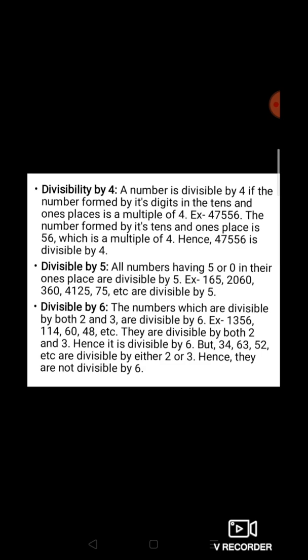It can be 25, it can be 100, it can be 125, all ending by 5 or 0. Ending should be with only these two digits. Then only we can say that it is divisible by 5.